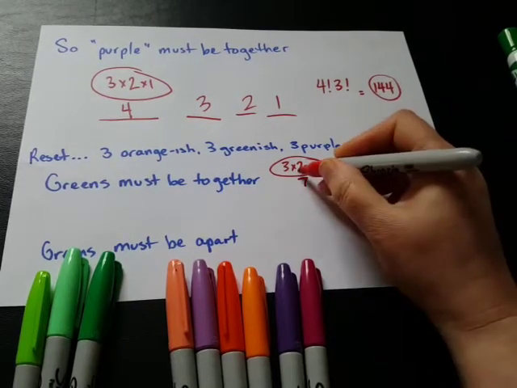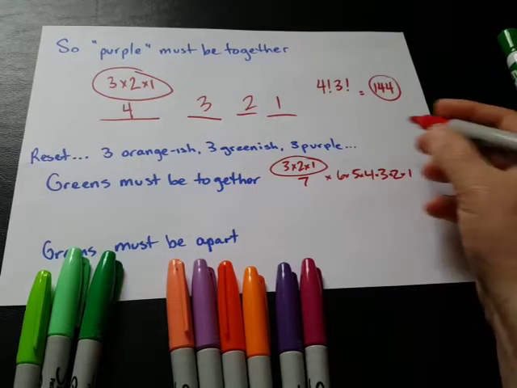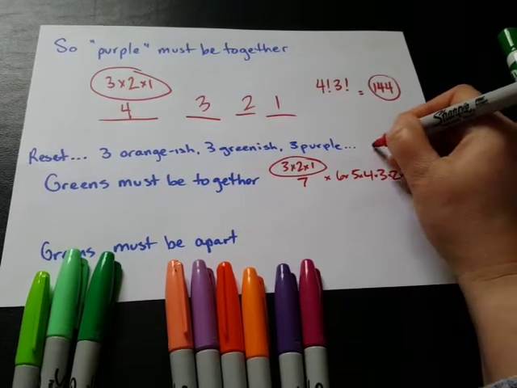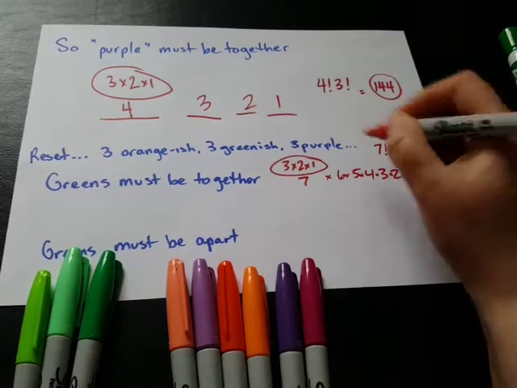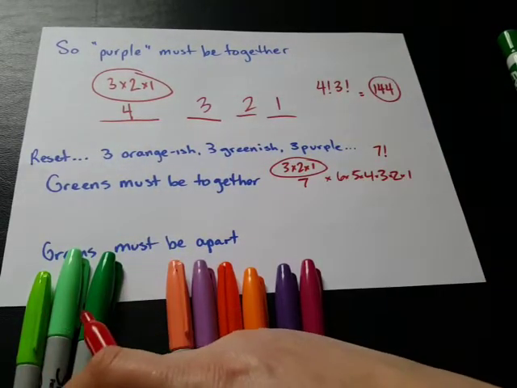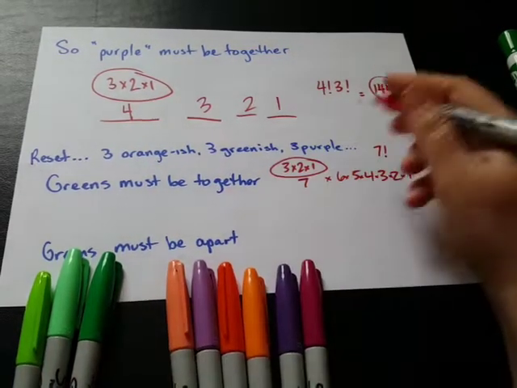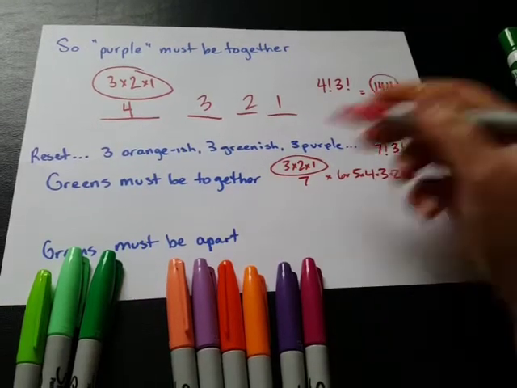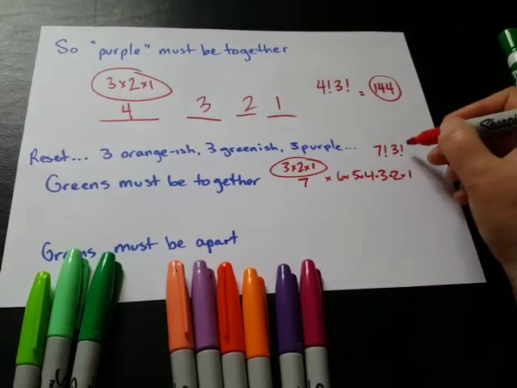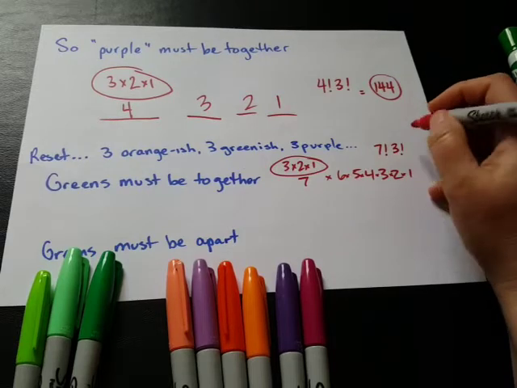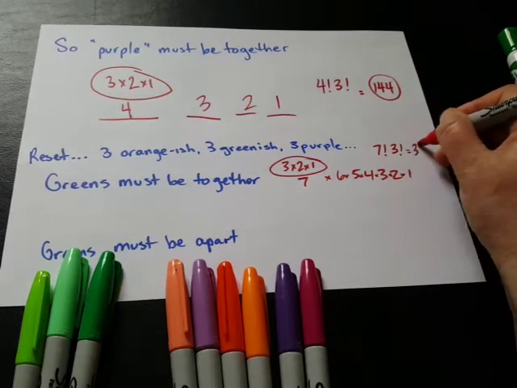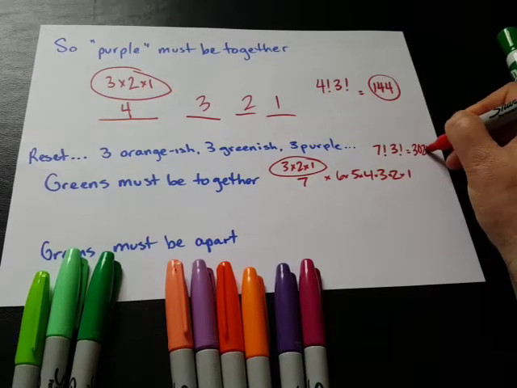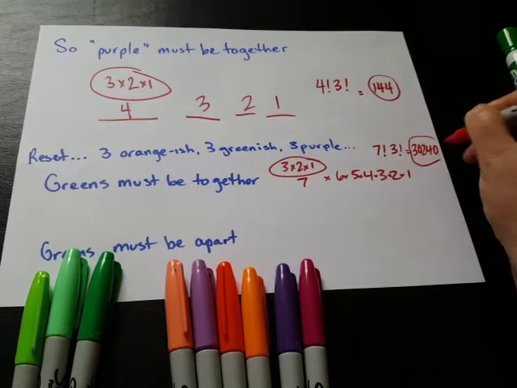So 6 plus 1 to make 7. So altogether, we've got the 7 factorial, because it could be one of the green markers or any of the other 6. And we've got the 3 factorial to represent the ways of being arranged within the chunk. These numbers are getting big.